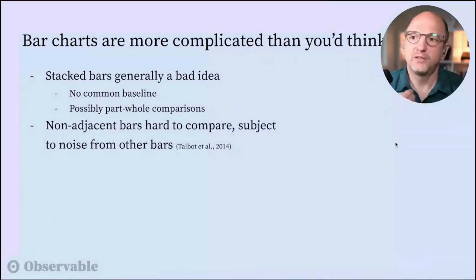It's also important to compare things that are close to each other, or ideally adjacent to each other, because otherwise things get much harder to compare. There's a paper from 2014 that talks about this, called Four Experiments on the Perception of Bar Charts. It's a great paper. What happens is that it's not just the distance between the bars, but also the bars in between. If they are unsorted, that's why I keep harping on the sorting, then you get all kinds of noise in between those bars.